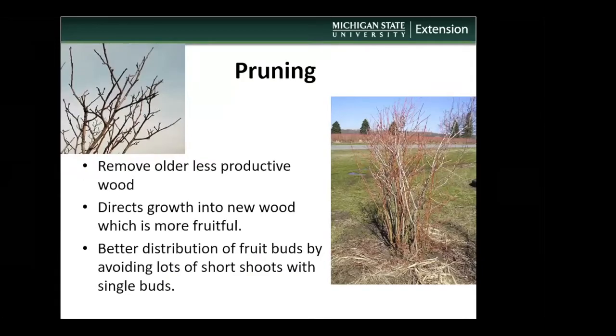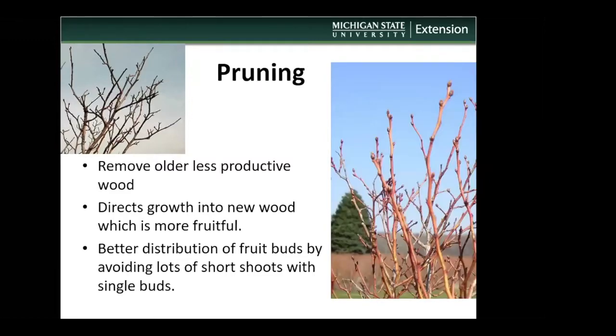I find that most blueberry growers are afraid to prune very hard. They can see those very visible fruit buds and they look at that and they think, oh, look at all that fruit. I don't want to prune that fruit off. And so they've got this old twiggy wood that in my mind just produces small fruit and small leaves. It's not really fun to pick that stuff. And we want to remove those older canes and force growth into new wood that's going to be more fruitful. We get a better distribution of fruit buds if we avoid those lots of short shoots.